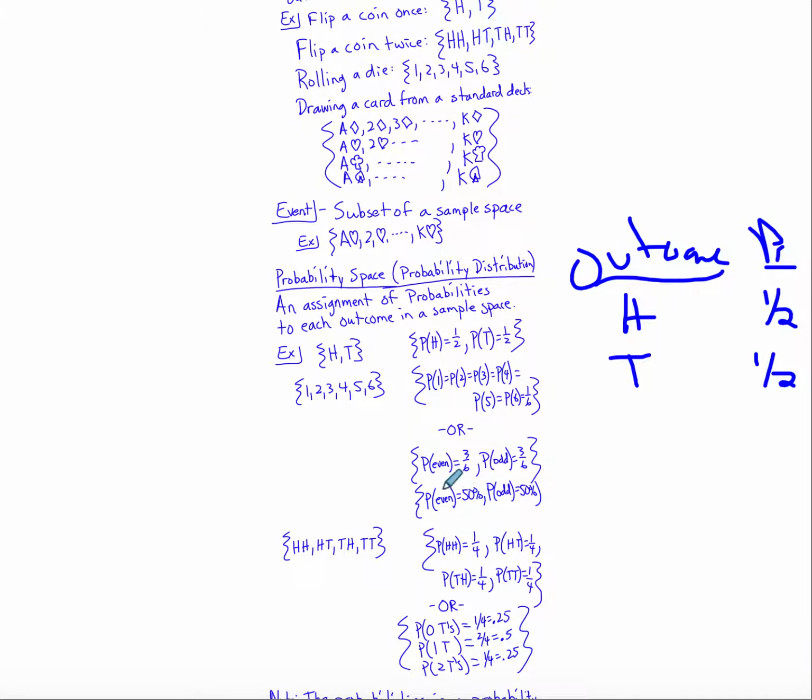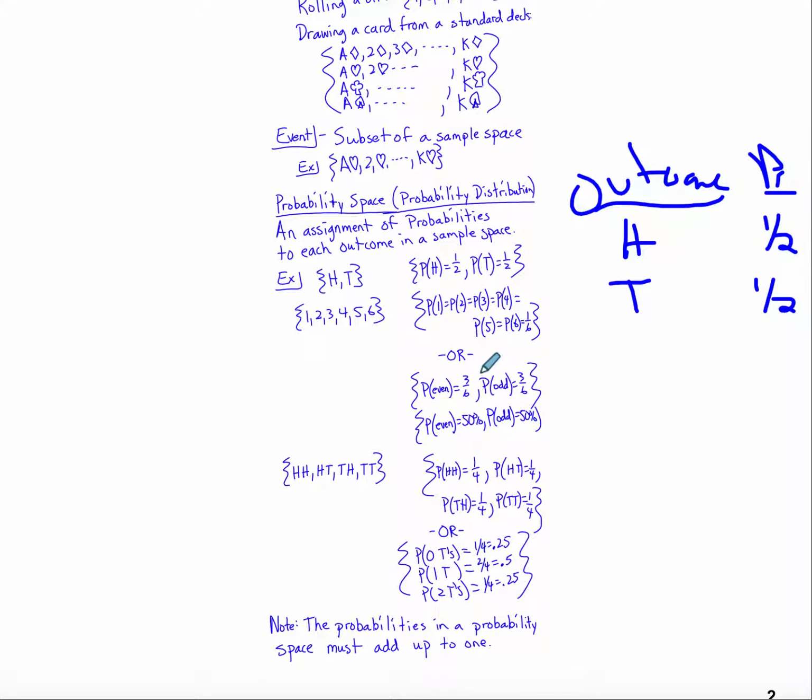Which you could reduce if you want to. I don't particularly like to. I like to know it's 3 out of 6. But if you want to, you can reduce that to 1/2 and then make it into percent if you want to. I prefer the fractions because I know there are 3 ways this can happen out of 6 ways anything can happen.